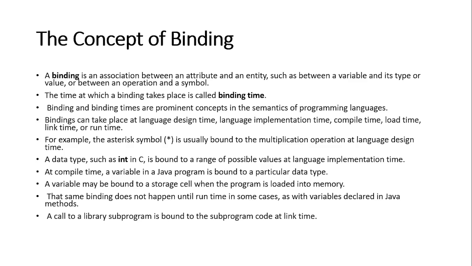Generally, we can say it is an association between an attribute and an entity. For example, you can consider the cases of a variable and its type, or a variable and its value. Or you can even have an operation and a symbol. For example, addition has a symbol, plus. The time at which a binding takes place is called the binding time.